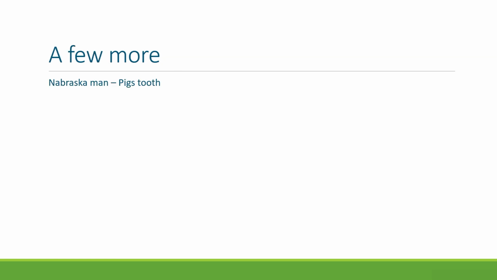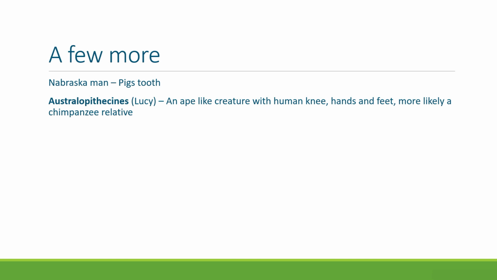Australopithecines, which is Lucy, that amazing creature with that human-like knee. Well, the knee was not part of the original skeleton. And the hands and feet are usually drawn on Lucy as human hands and feet, but they found many, many Australopithecines with hands, knees, and feet that are very chimpanzee-like. So it's more like a chimpanzee relative than a missing link. Homo erectus was an ape skull and a human hip. And it goes on and on. There are no missing links.